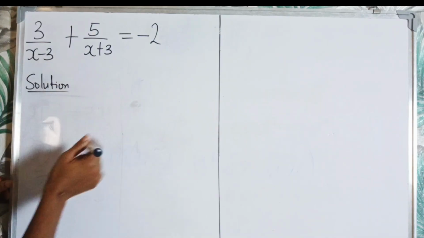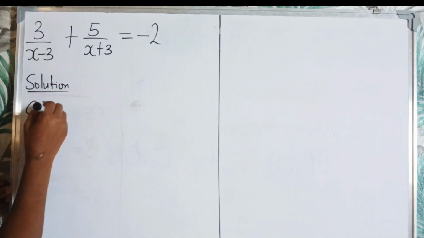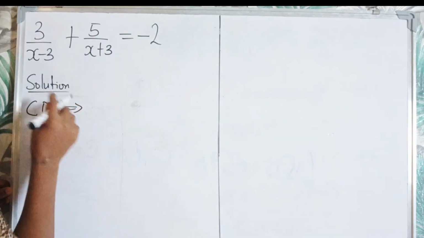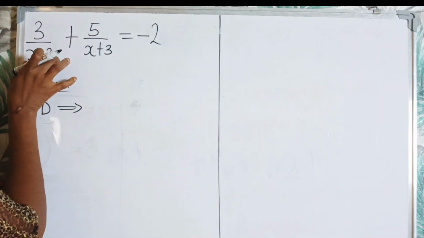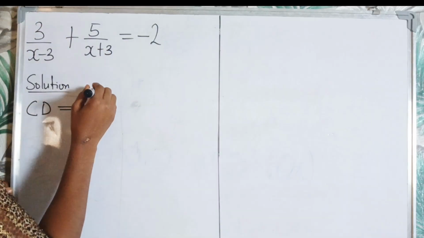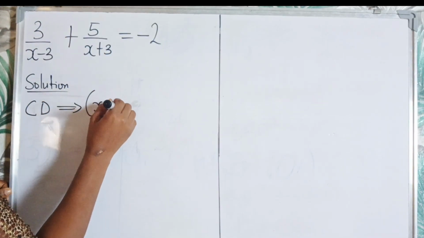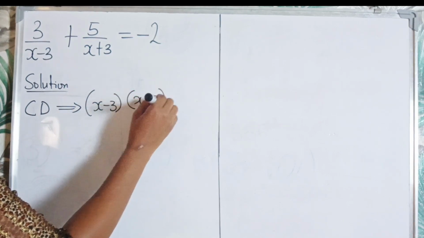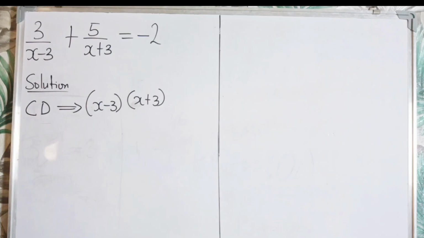Now, I'm going to use CD to represent my common denominator. The common denominator here is this denominator multiplied by this. So here we have x minus 3 into x plus 3. Okay, now we've gotten the common denominator.